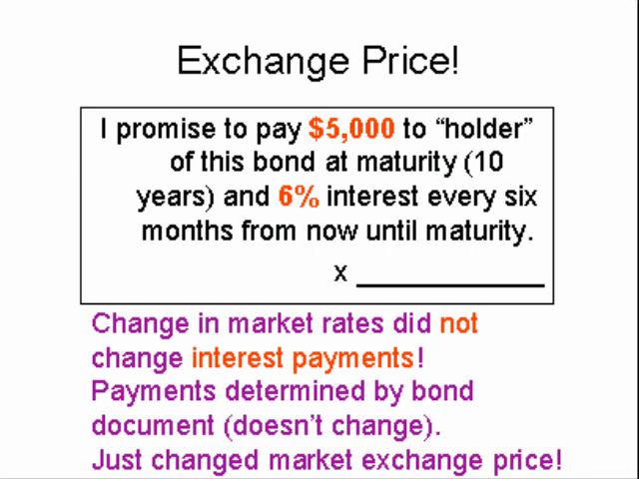Notice that the change in the market interest rate did not change the interest payments. The interest payments are determined by what's printed on the bond promise. All right, well, now let's record this bond where we didn't get $5,000 when we issued it.